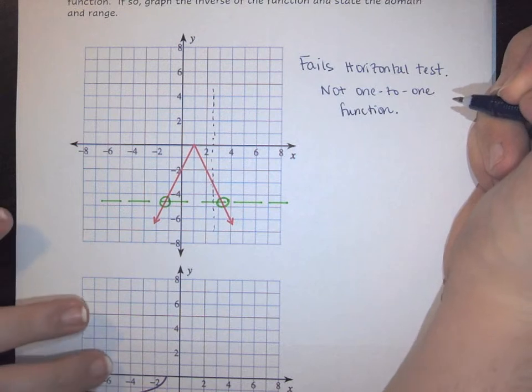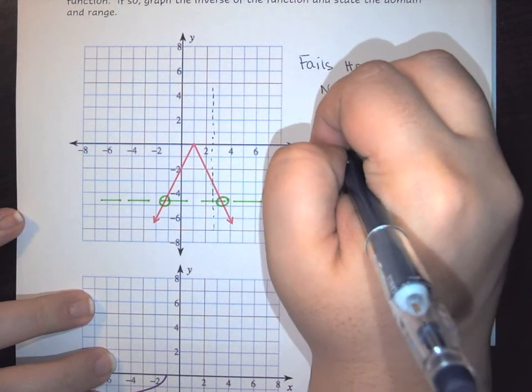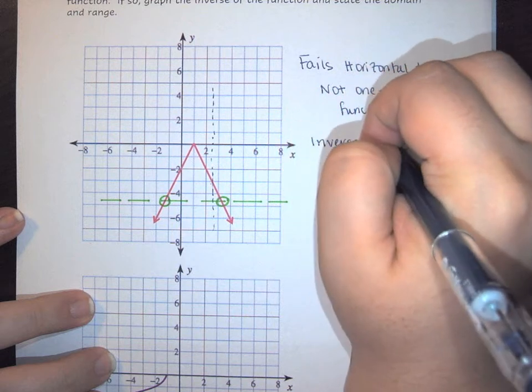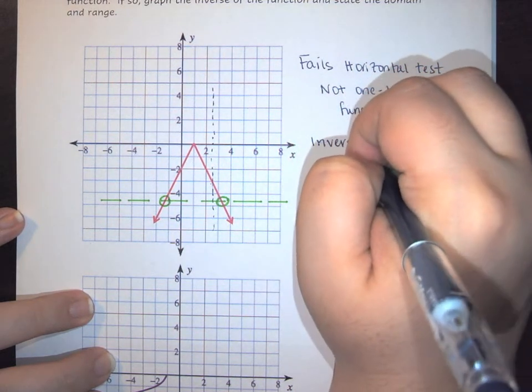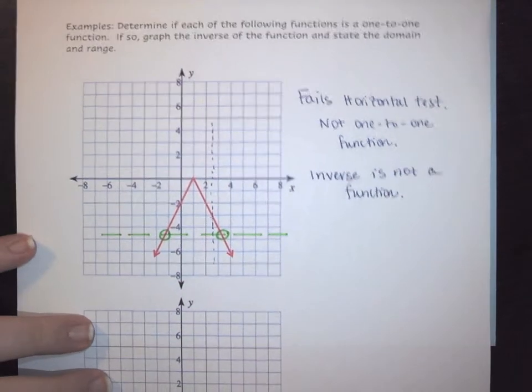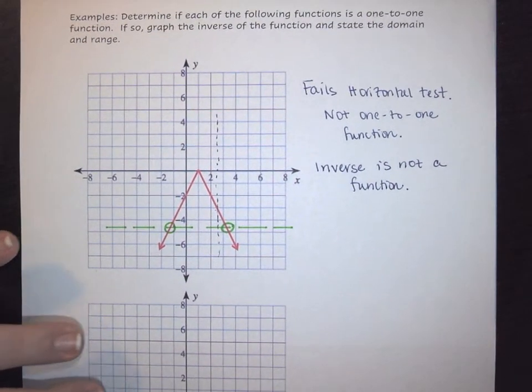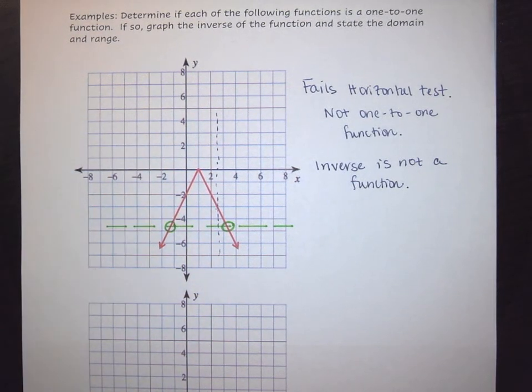Because it is not a one-to-one function, what this actually means by definition is that the inverse is not a function. Since my directions only wanted me to graph the inverse if we proved one-to-one, there is nothing more to do in this graph because I failed the horizontal test.